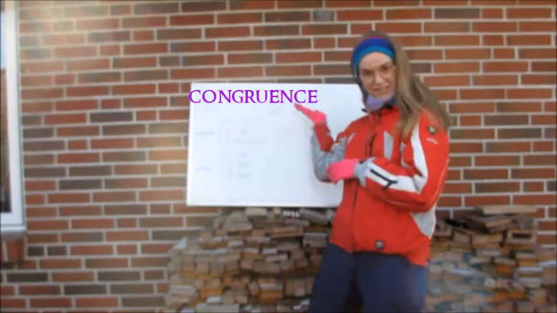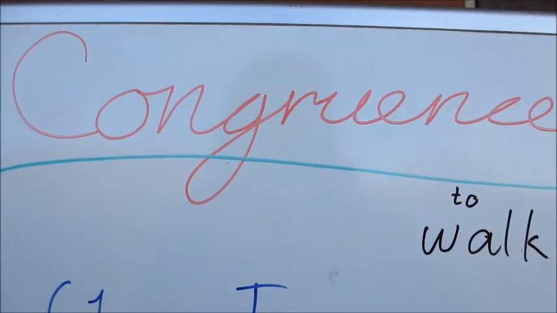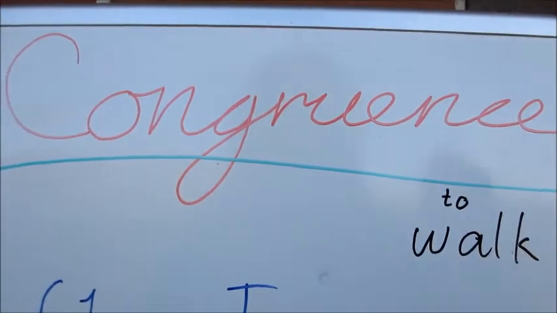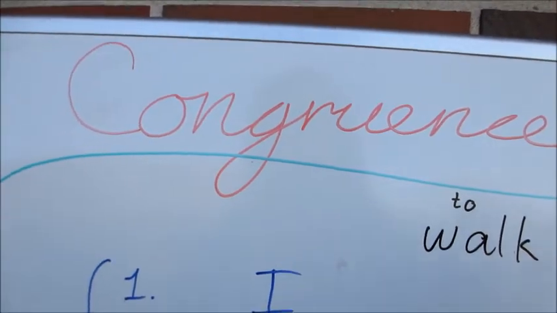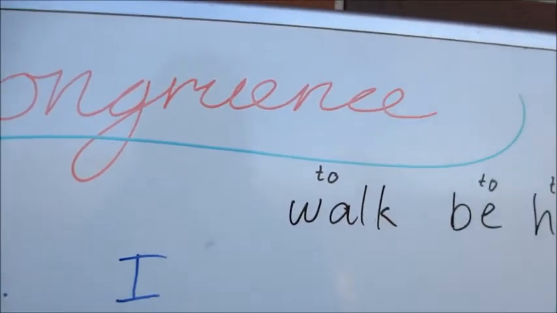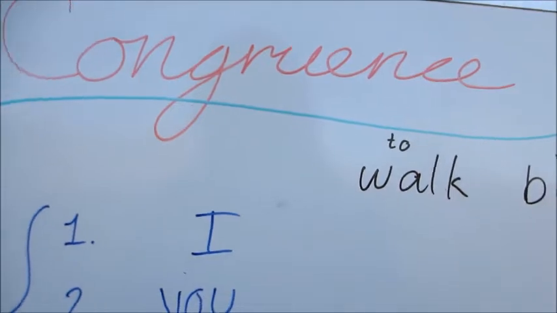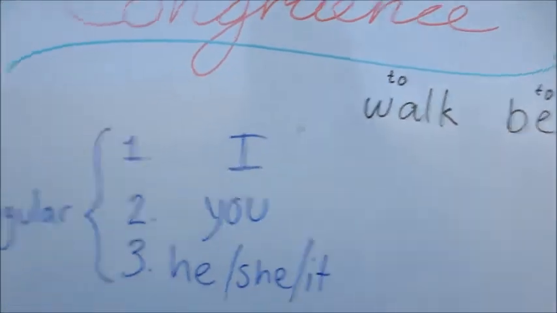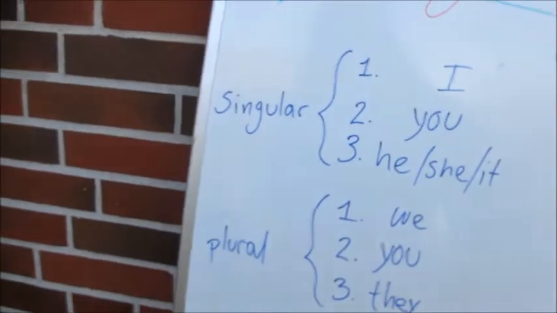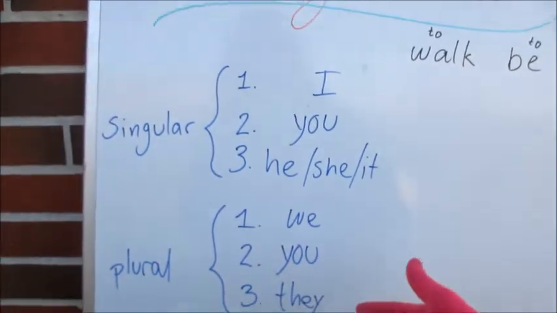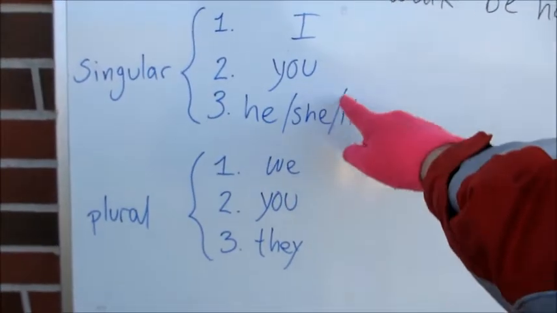Let's talk a little bit about congruence. So, congruence means when the verb and the person the verb is talking about fit together. So the form of the verb has to change sometimes. So, I wrote all the different person forms we have in English here.